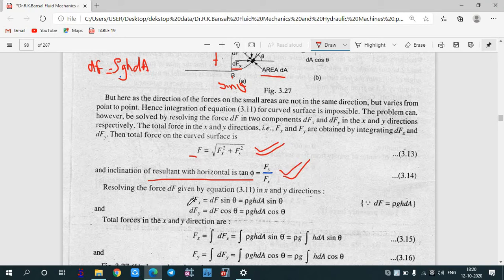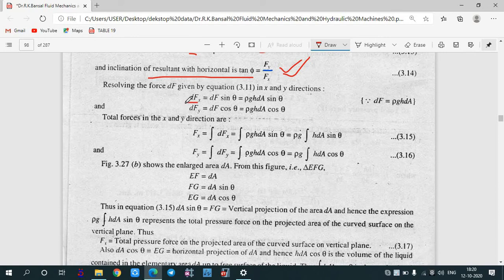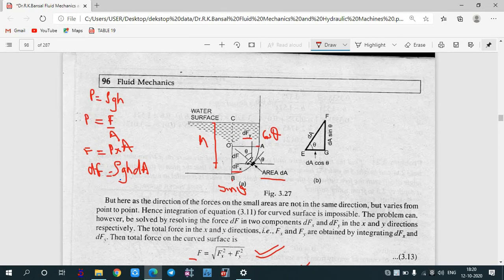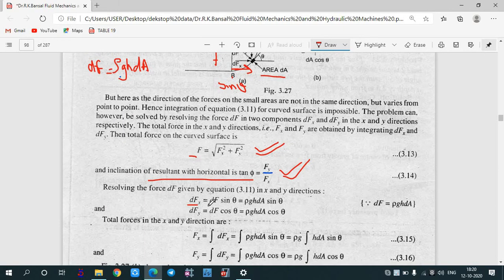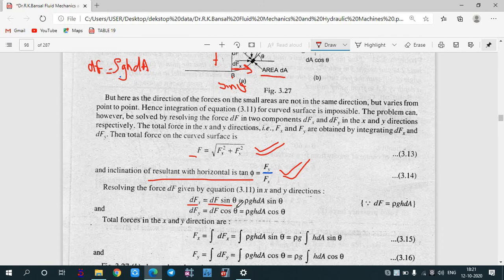So the first thing which you need to consider is your dFx. In the x direction, the only force which is acting is your dFx. The value of dFx is nothing but dF multiplied by sine theta, because we are resolving this force dF. So this will be your dF sine theta, and this will be your dF cos theta. So in the x direction, we have only one force, that is dF sine theta.